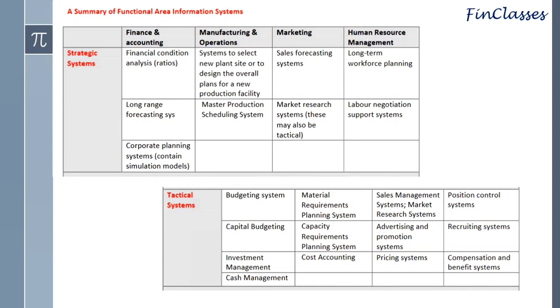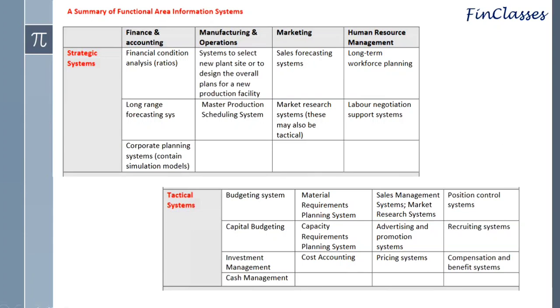And coming to manufacturing operations, what are the material requirements planning systems, capacity requirements, how many production-capable machines are required, how many people are required, and how much management is required. Cost accounting. And coming to marketing, sales management systems, market research systems, advertising and promotion, pricing systems. And coming to human resources, position control systems, which means we should have a very good ratio of different designations of the people. At the same time, recruiting systems, compensation and benefit systems.